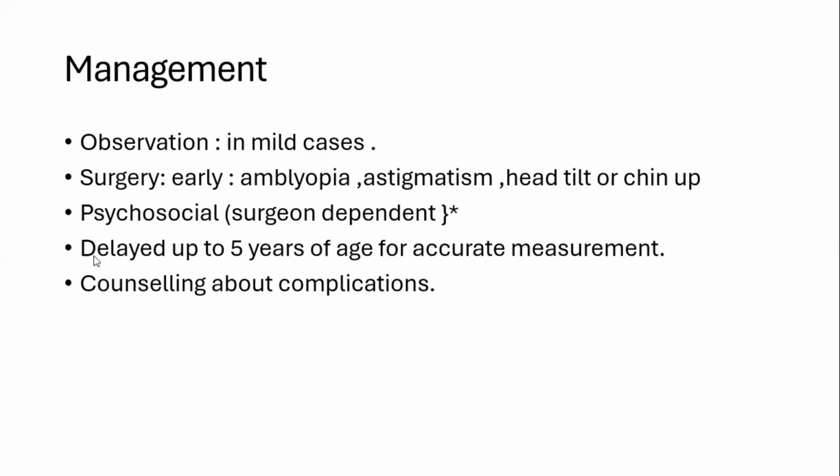Later on, also if there is any psychosocial purpose, the surgery can be delayed up to 5 years of age for accurate measurement if there is no amblyopia. Most important is counseling about complications. I will tell the parents that sometimes there may be under or over correction. Also, there can be other complications like infection, granuloma. Also, maybe there will be ptosis of the other eye, lagophthalmos, especially if frontal sling is the surgery.